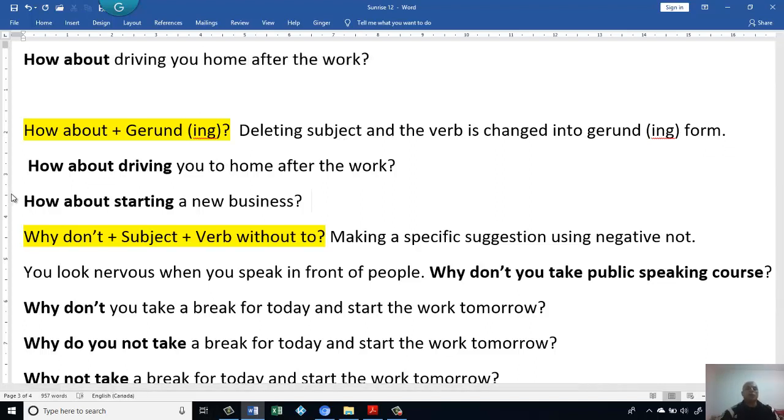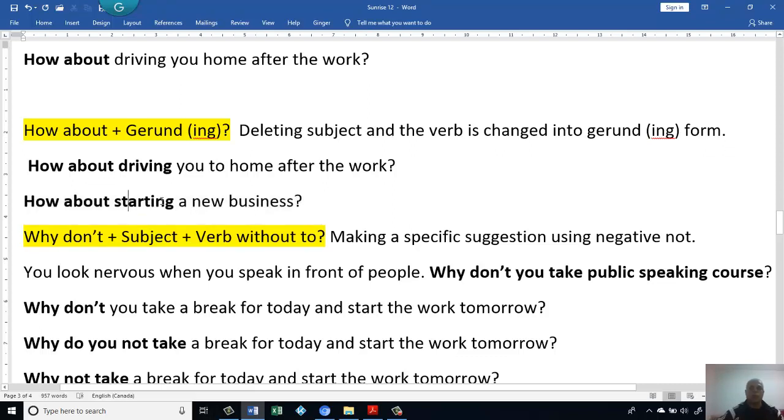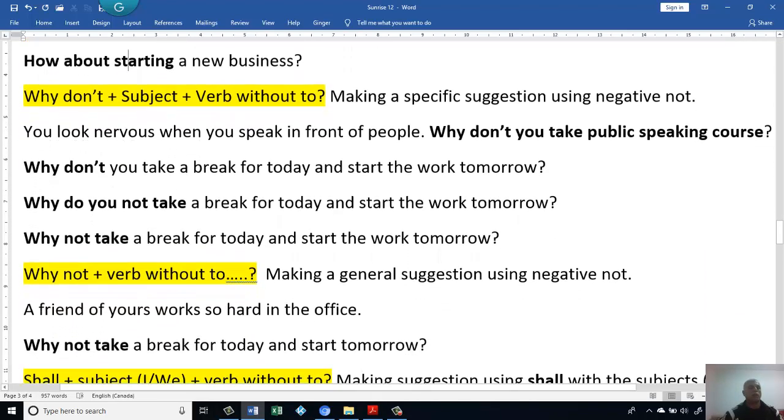Okay. Then sometimes we could make the sentences like this. I say, how about starting a new business? Same thing, we say, how about you start a new business? Then we delete you, then we change start to starting. Okay, let's go to the sentences.